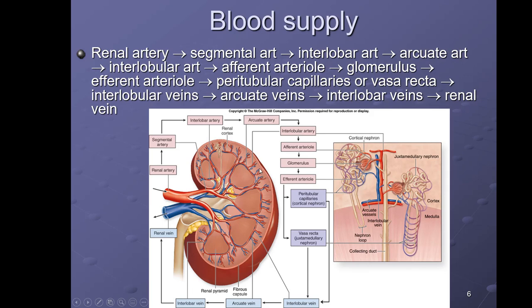So we go back into interlobular veins, which are blue here, and then arcuate veins, interlobar veins, and then we're going to end up with the renal vein, which heads out. So notice that there is no official segmental vein on the way out, only segmental arteries.